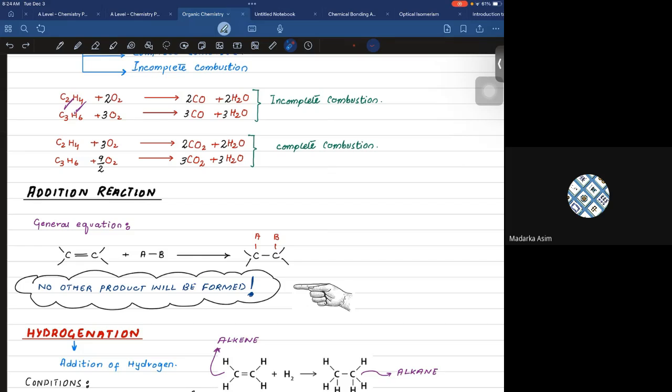You will see the examiner asking why this is an addition reaction. So you would say that only one product is formed. That's why this is an addition reaction, whereas in other reactions you would not see that only one product is formed. I'm talking only about addition reaction here. Only one product is formed. Remember this, it happens only in addition reactions.